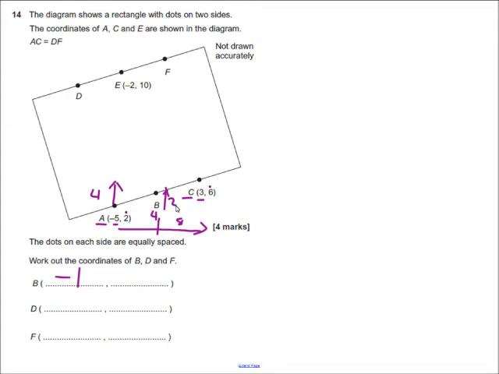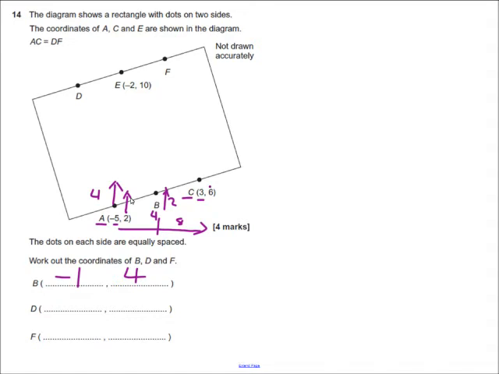So instead of 2, we add 2 plus 2, which gives us 4. So to our 2, we're going 2 up, and we add 2. So -1, 4. So B has the coordinate -1, 4. And that looks right as well.